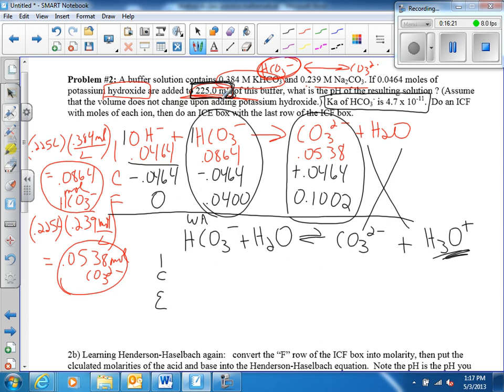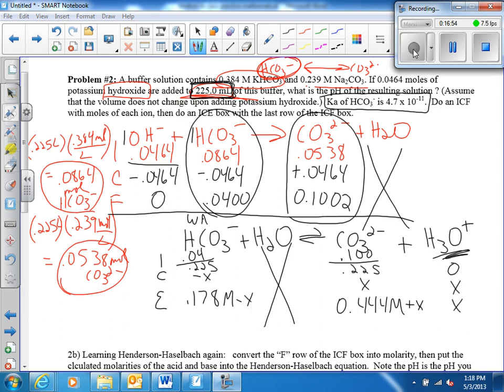225 milliliters, or 0.225 liters. So this will be 0.04 over 0.225. Water I don't care about. This will be 0.1. I'm just going to keep it 0.100 because it's really just 3 sig figs over 0.225. And the H3O plus is starting out at 0. You don't know which way this goes, and it doesn't actually matter because we're going to assume x is small. Actually, the way we wrote it, we have to go to the right to produce the H3O plus. Okay, I'm going to calculate those numbers.